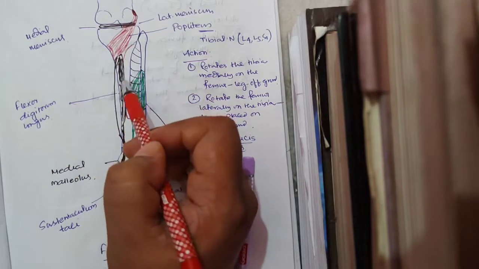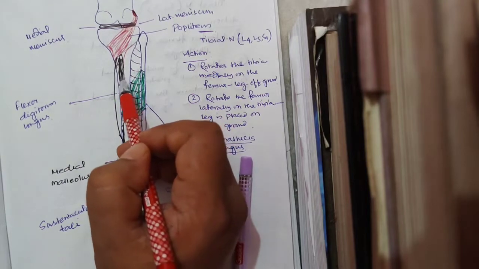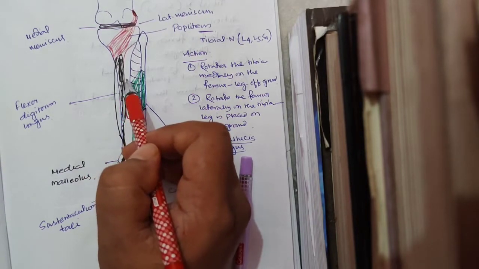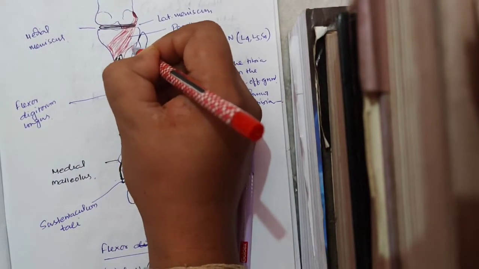This is the lateral part. This is the medial part. From here, lateral, or also from lateral to the flexor digitorum longus. From here, this area.